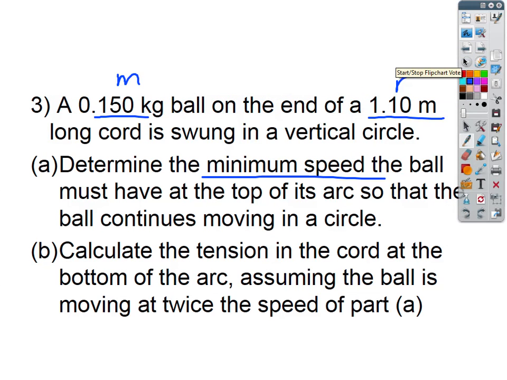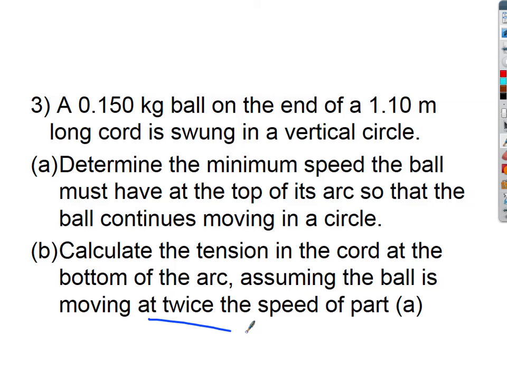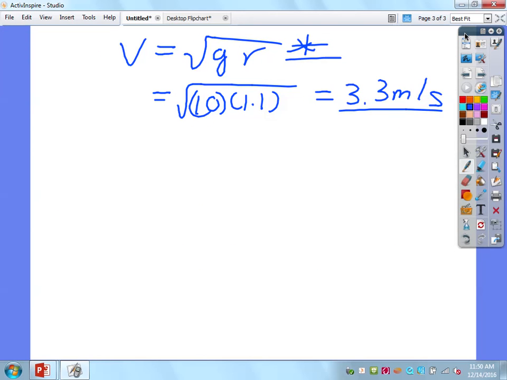All right, part B. Calculate the tension in the cord at the bottom of the arc, assuming the ball is moving, pay attention, twice the speed of part A. So it was going 3.3 meters per second, so now it's going 6.6 meters per second. Okay? So 6.6. All right, so let's go back to the problem.